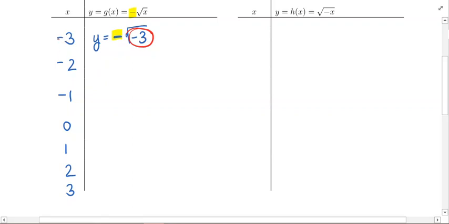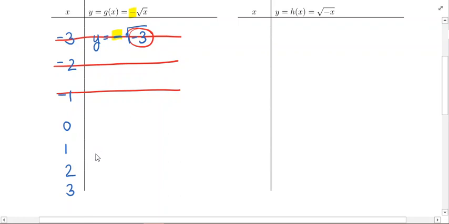So what's going to happen here is you cannot plug in negative x values, because if you plug in a negative x value, you're going to end up with a negative under the square root, and you can't do that. So we need to rethink our x values that we're using.